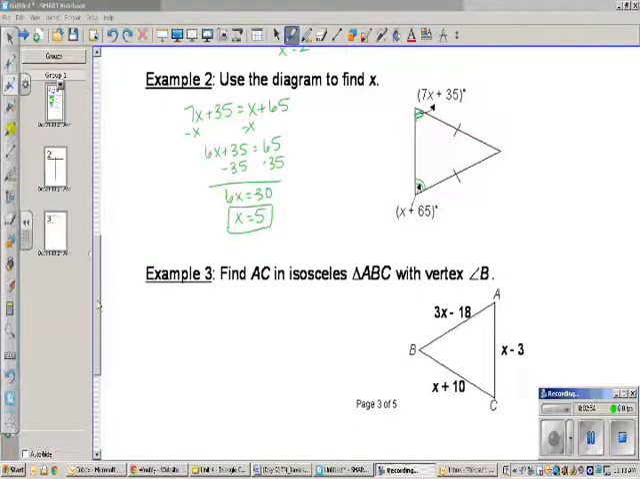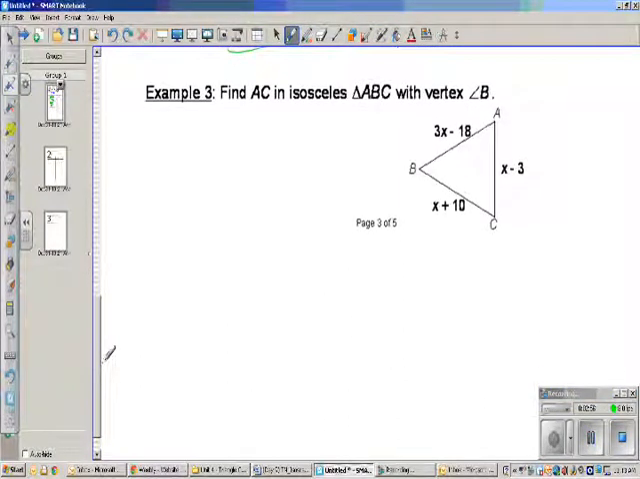Now from here, we're going to look at example 3. This one says, find the length of AC in the isosceles triangle ABC with vertex B. So what they did in that statement is told you that triangle ABC is isosceles. They told you the vertex is angle B, which then tells us that segment AB and segment BC are your congruent legs. In order to find AC, all we know is that AB is congruent to BC because of your definition of isosceles.